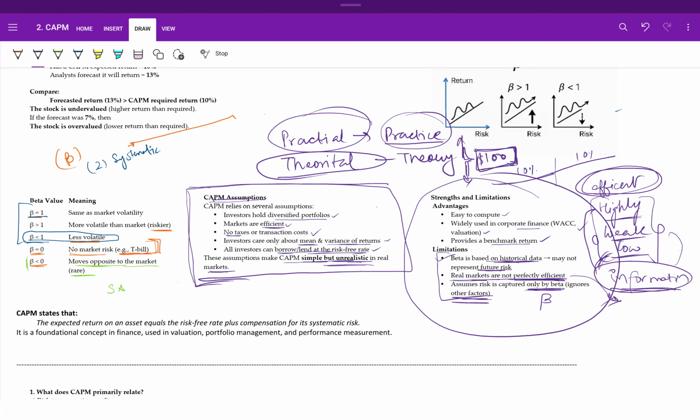The final word here is that the capital asset pricing model states that the expected return of an asset equals the risk-free rate plus compensation for its systematic risk, which is beta times (RM minus RF). This one is the risk-free rate, and we add this. It's a foundational concept in finance used in valuation, portfolio management, and performance measures. I hope this was clear.